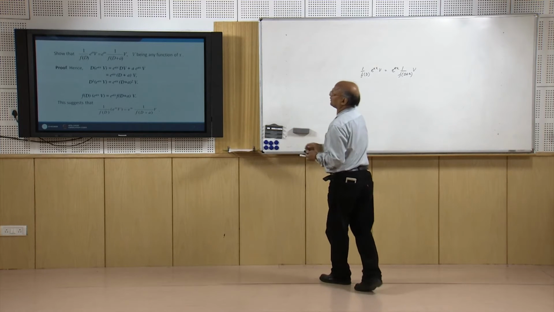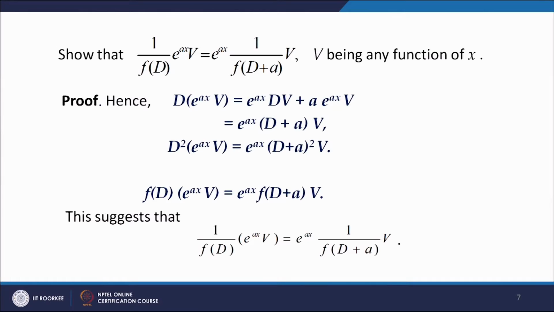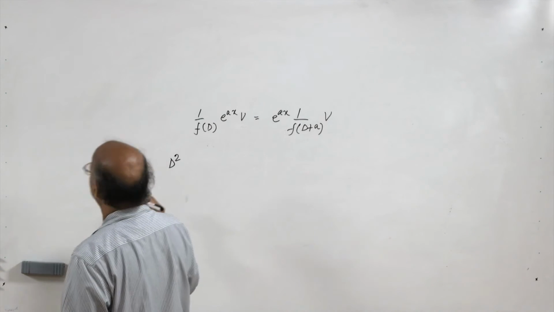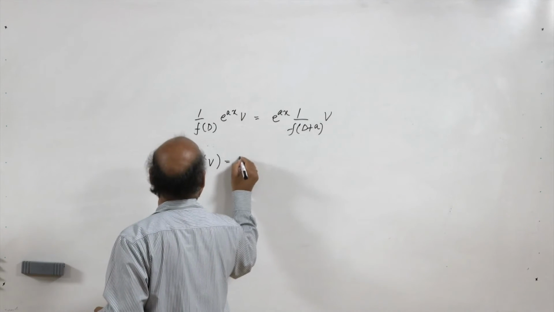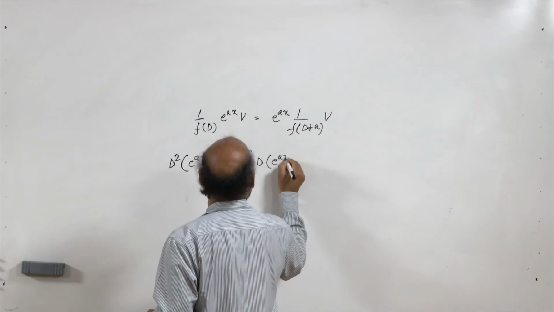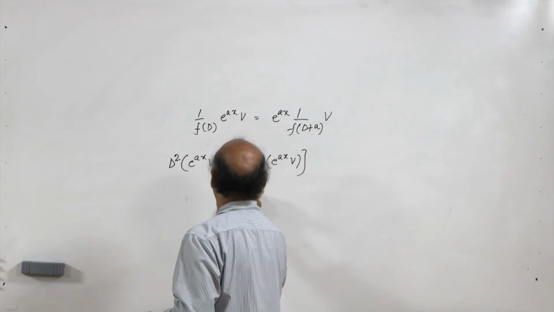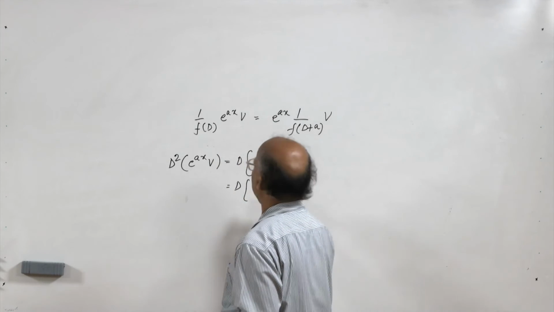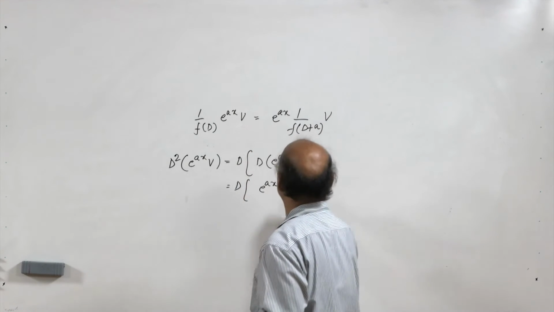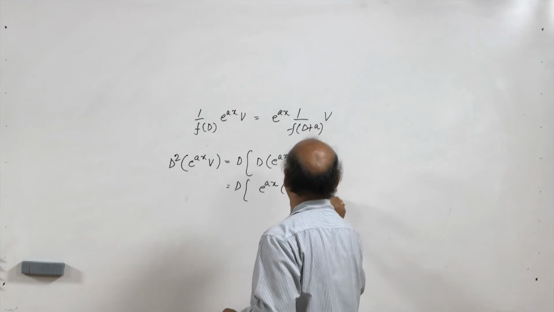So let us see how we prove this result. When you find the derivative of the product function e to the power ax into v, you get e to the power ax into the derivative of v plus a times e to the power ax into v, and this can be expressed as e to the power ax (D plus a) operating on v. Then you again differentiate, that is, you find the second derivative of e to the power ax into v. If you find D squared of e to the power ax into v, then this is D of the derivative of e to the power ax into v, which we have found as e to the power ax (D plus a) operating on v.